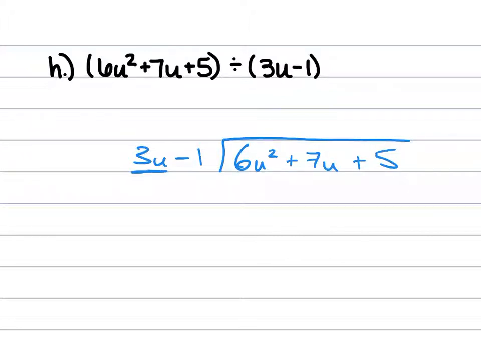Okay, what we're doing is 3u times what would give me 6u squared? Don't look at the notes. Just think of it like this. 3u times something will give me 6u squared. What is that something? What must the number be? 2. The number must be 2. And u times what would give me u squared? U. So what we need is 2u.